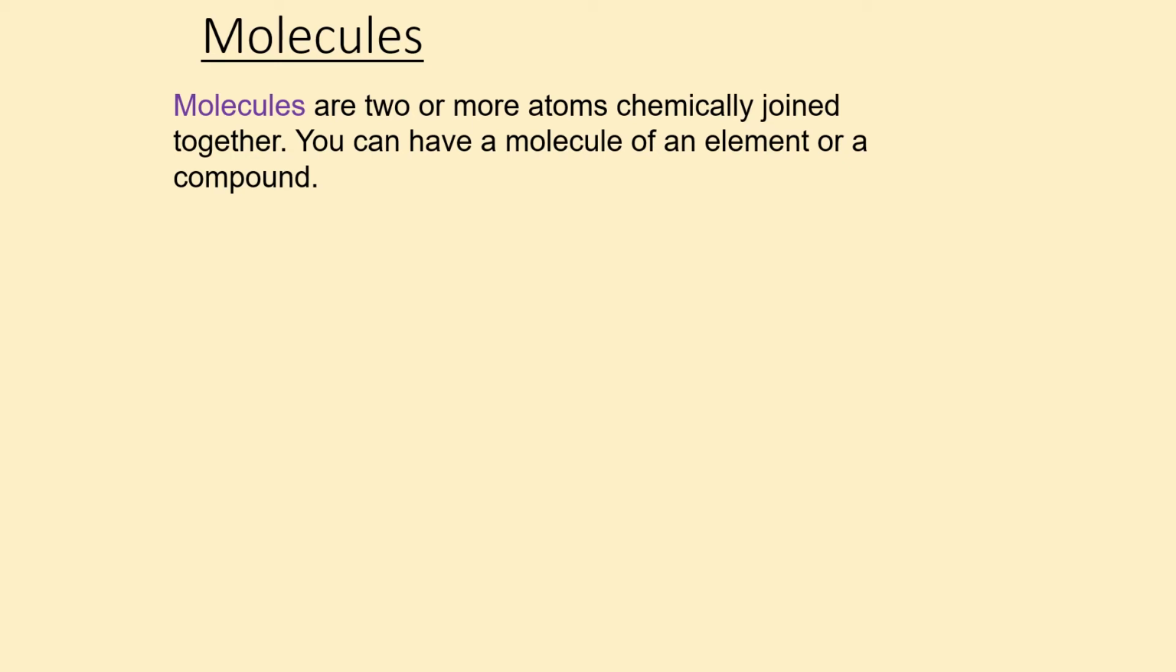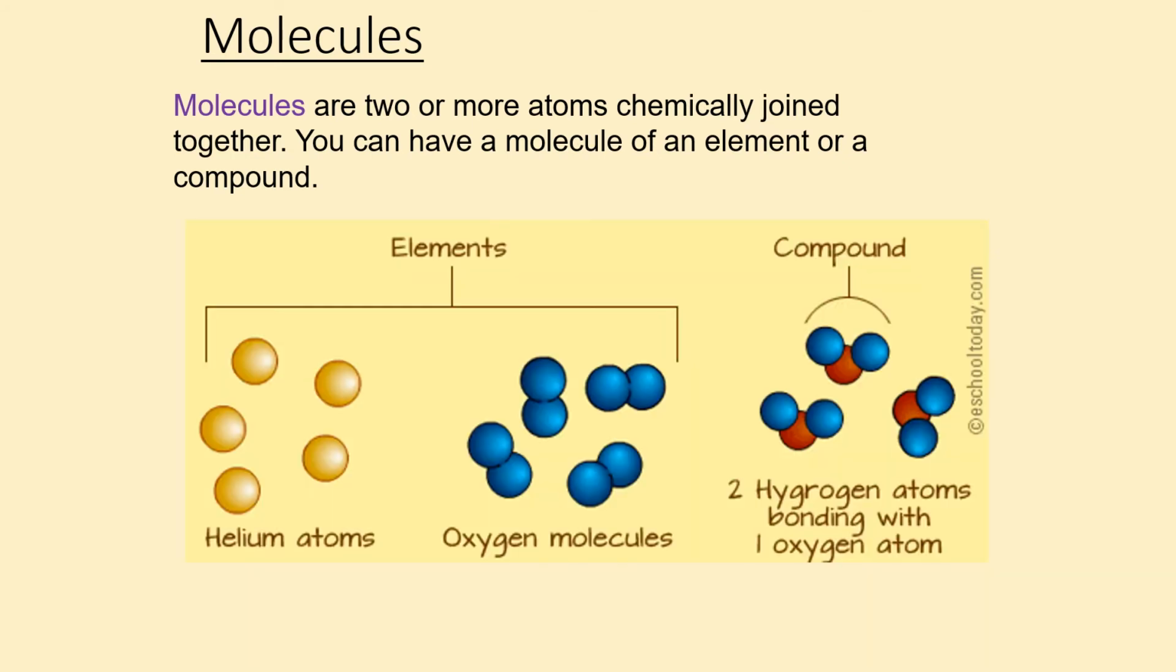You can have a molecule of an element or a compound. This diagram is showing us several different things actually. Here we've got some atoms of an element. So we've got individual atoms, they're not chemically joined together to anything else, and they're all the same type, they're all helium atoms, so they are atoms of an element.